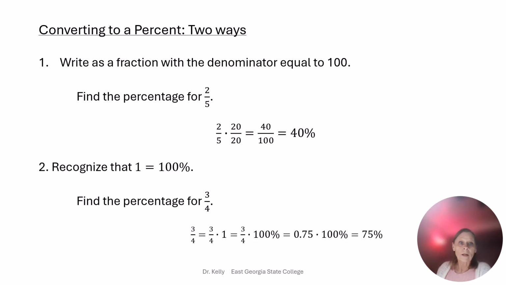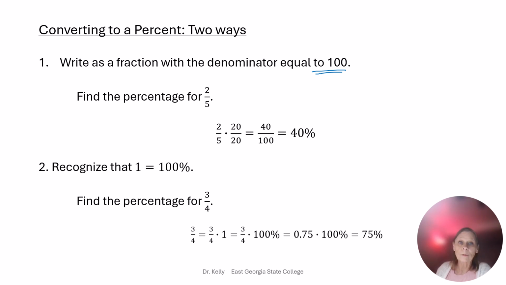So we're going to look at converting fractions into percentages a couple of ways, and the first way is to rewrite the fraction to have a denominator that's equal to 100. Now we used this technique before when we were introducing decimals and the idea of place value, so we're going to do the same kind of idea here.